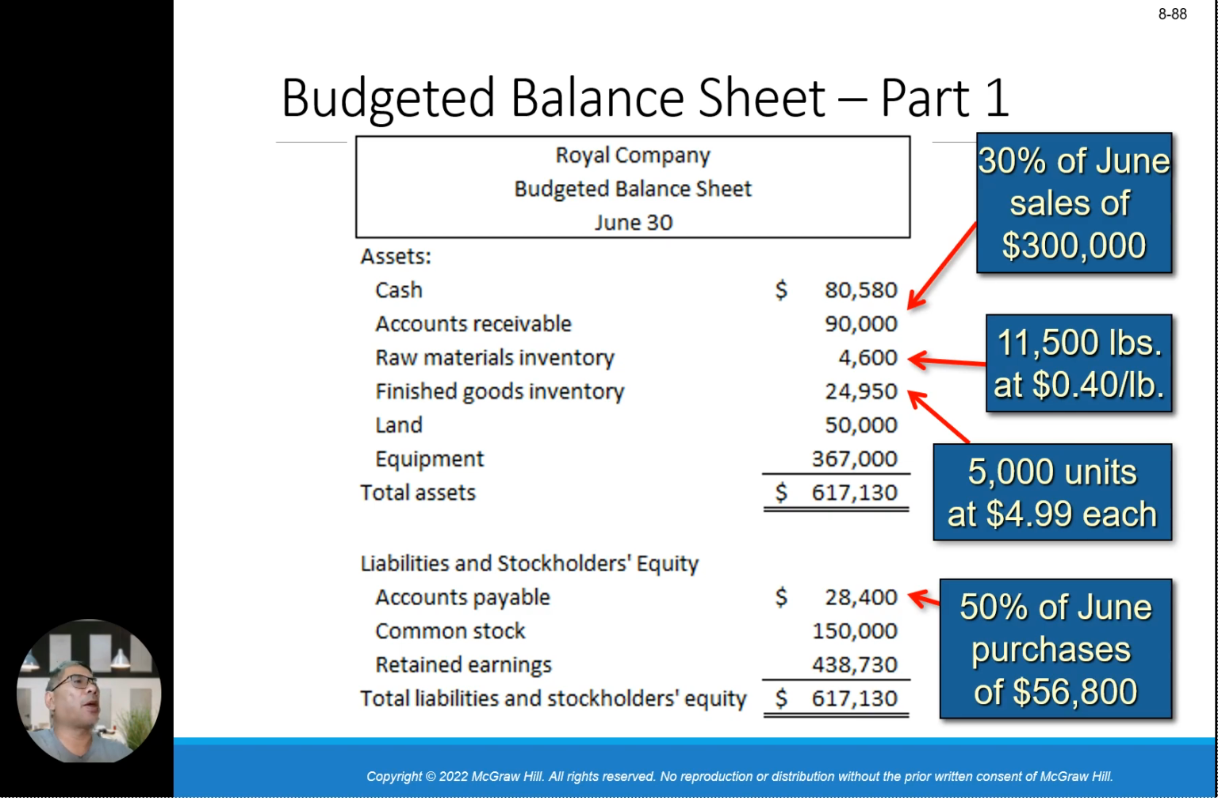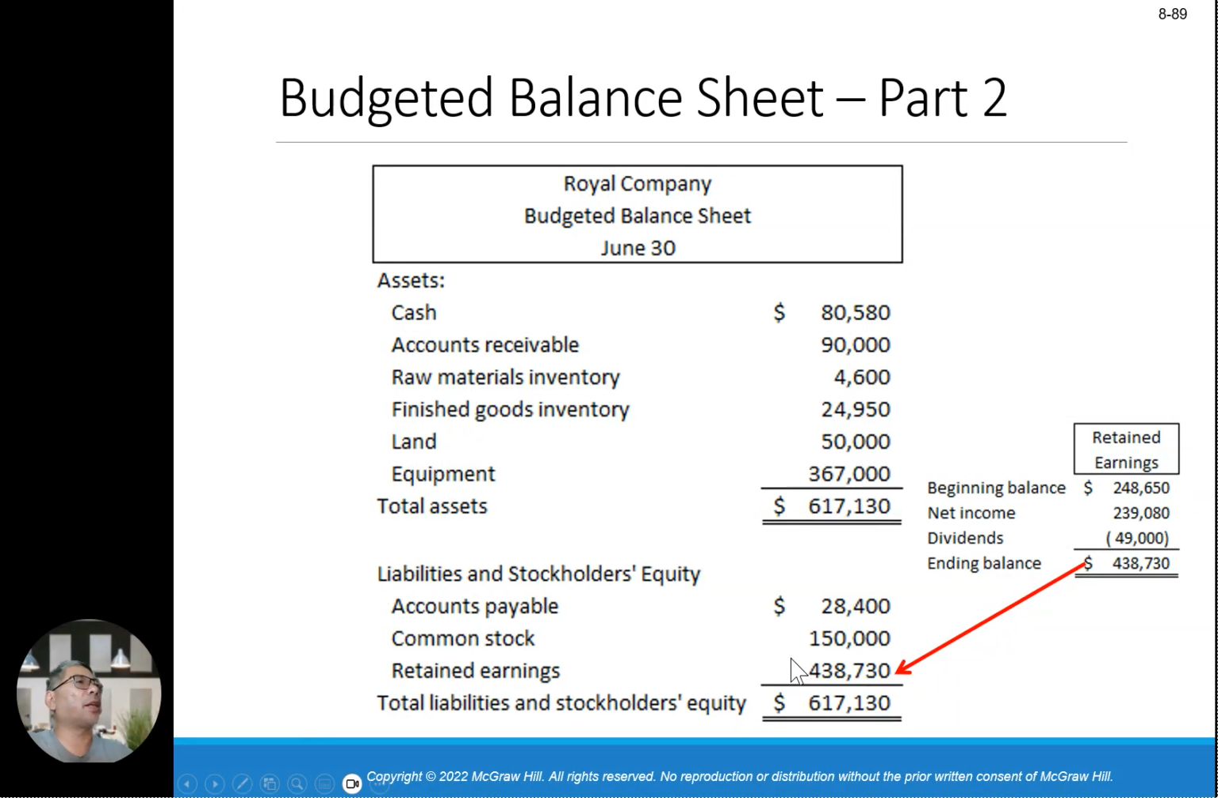And then once you do that, you're going to find the retained earnings of 438,730. Where does it come from? You get the beginning balance, you add the net income minus the dividend, and that gives the 138,000 ending balance. So that's how you get to that budgeted balance sheet.